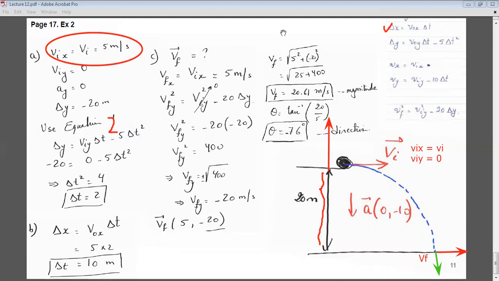We just come here, these two equations, they have the x component and the y component. So the x component of this V final is V initial x, which is equal to 5. Remember that the x component doesn't change. So all the way, it will be the same value. So VFX is equal to V initial x. So I use this equation.